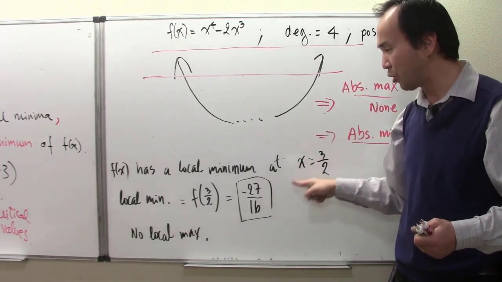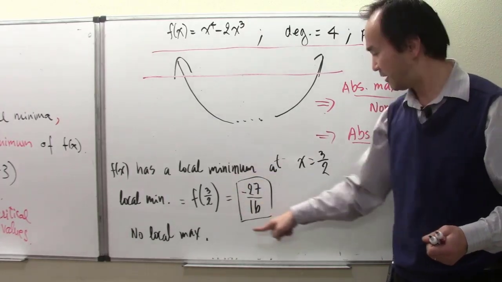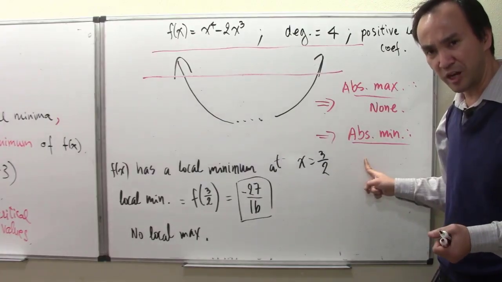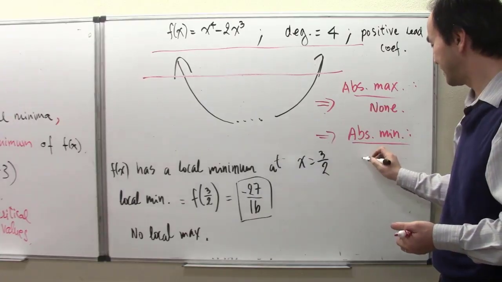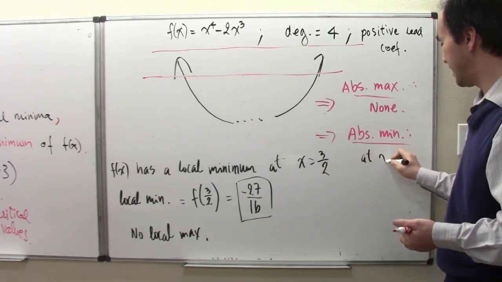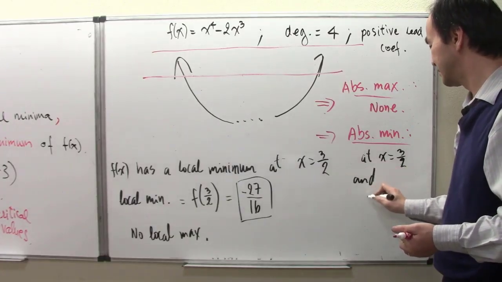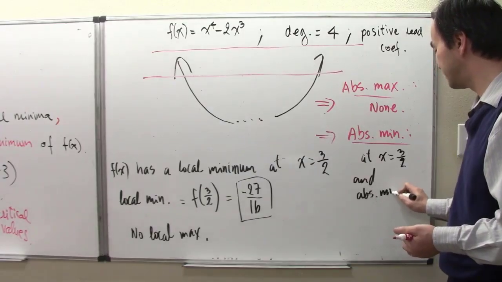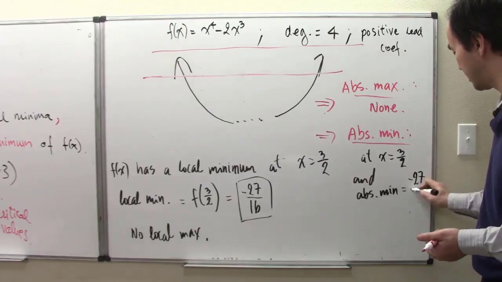So at that local minimum, now that local minimum here also becomes the absolute minimum. Are you understanding my explanation right there? And so now the absolute minimum is happening at x equals 3/2, right? And the value right here, the absolute minimum, equals really as low as negative 27 over 16.